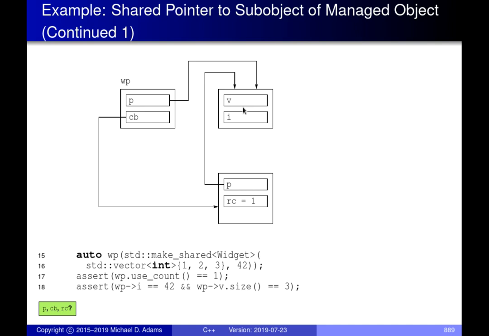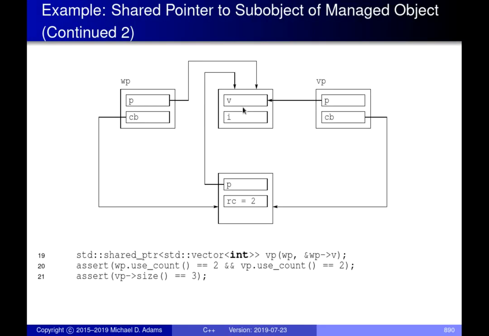And then if we continue on, so far there's not really anything very interesting happening here. This is just more of the same thing. It's the next step where things take place, which is really the main point of this particular example. So here we're going to create a shared pointer object, which is this vp. But this is not a shared pointer that points to a widget. Remember, our wp is pointing to a widget. This is a shared pointer that points to a std vector int.